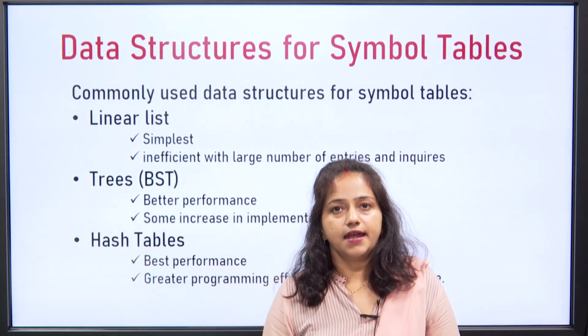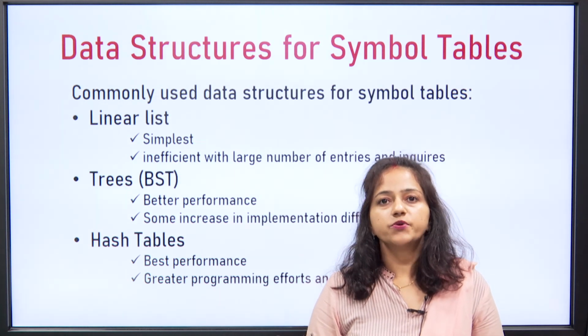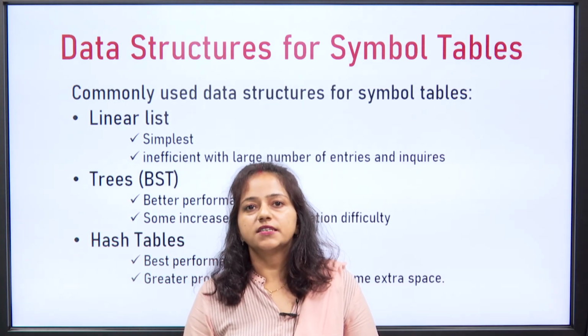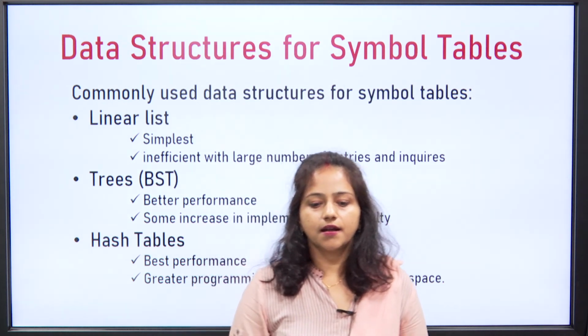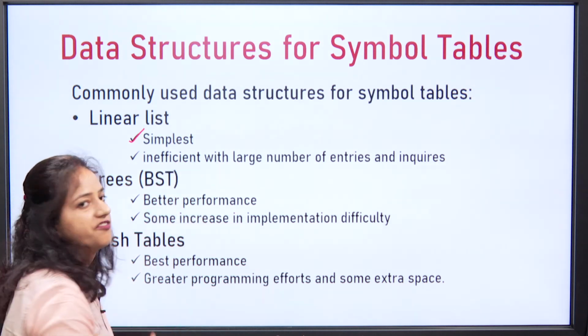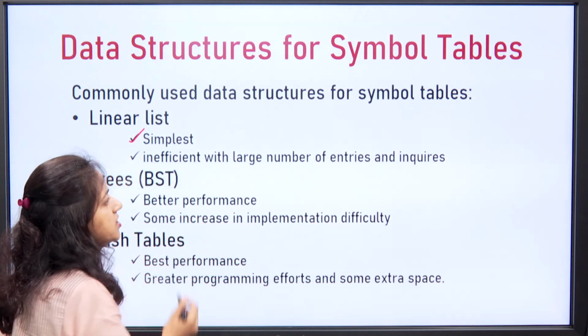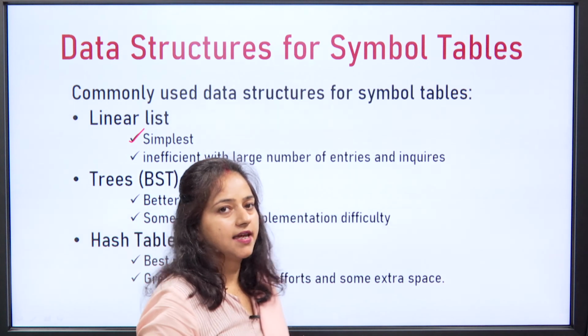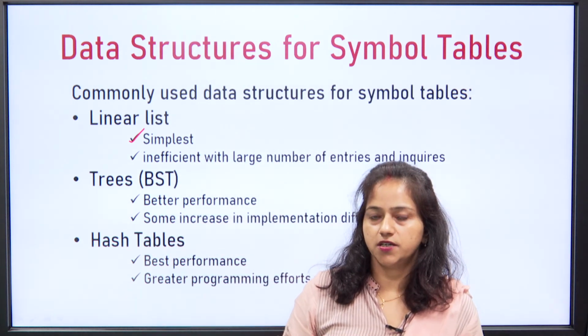Now, we will discuss the data structures for symbol table. So, commonly used data structures for symbol table are linear list, trees, basically BST, that is binary search tree, and hash tables. So, first is linear list. Linear list, as we know in data structures, in the linear list a symbol table is maintained by linear collection of elements and this linear order is maintained by means of pointers. So, linear list is actually the simplest form of representation and it is inefficient with large number of entries and inquiries.